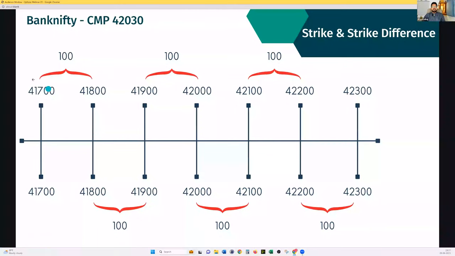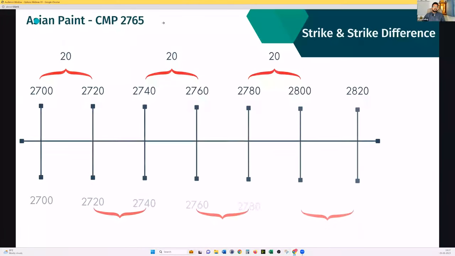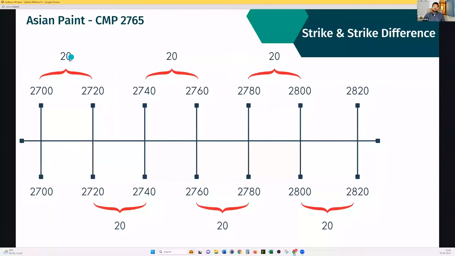For Nifty, we had 50. For Bank Nifty, we have it as 100. And let's take one for Asian Paints. Asian Paints is a stock, and you can see here the strike difference is 20. For each and every individual underlying, we will have a dedicated strike difference.